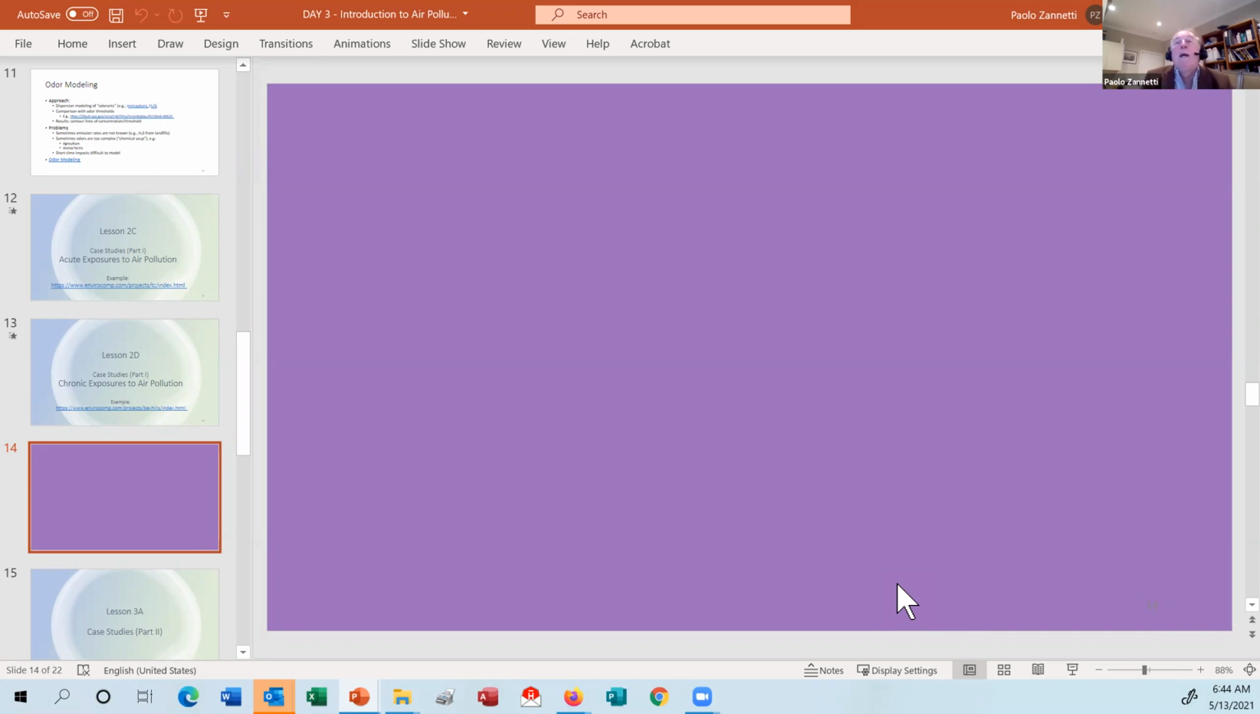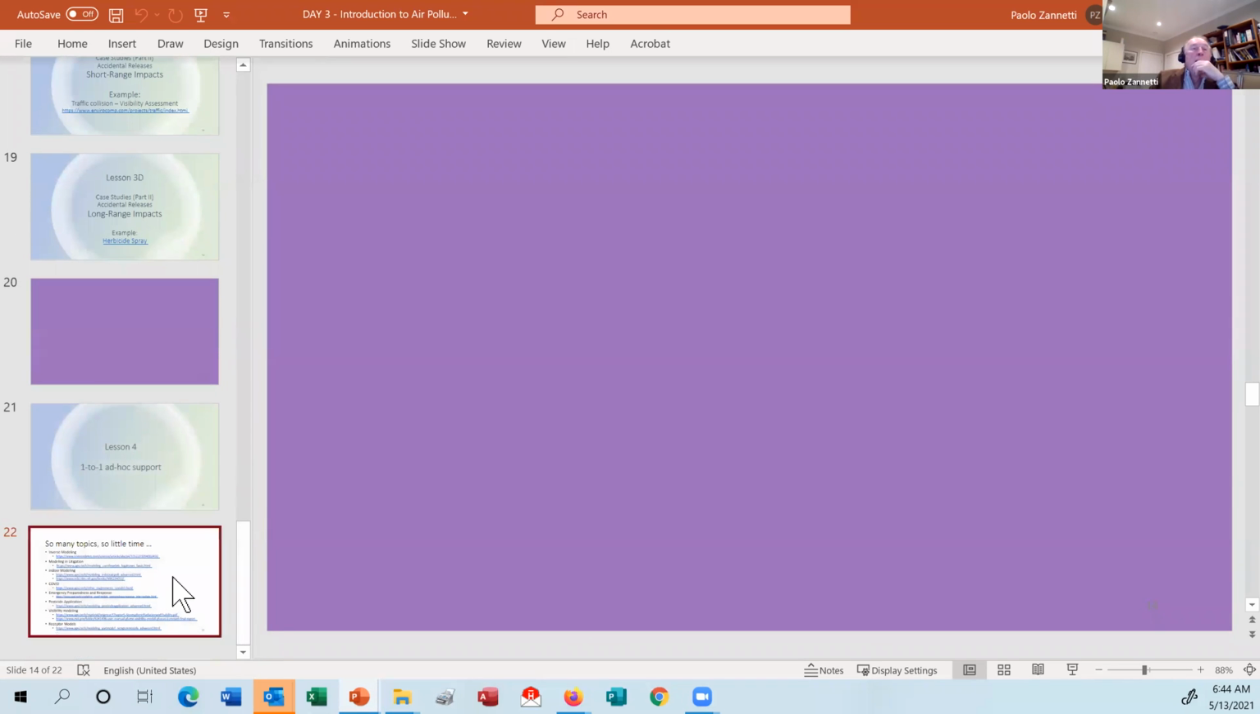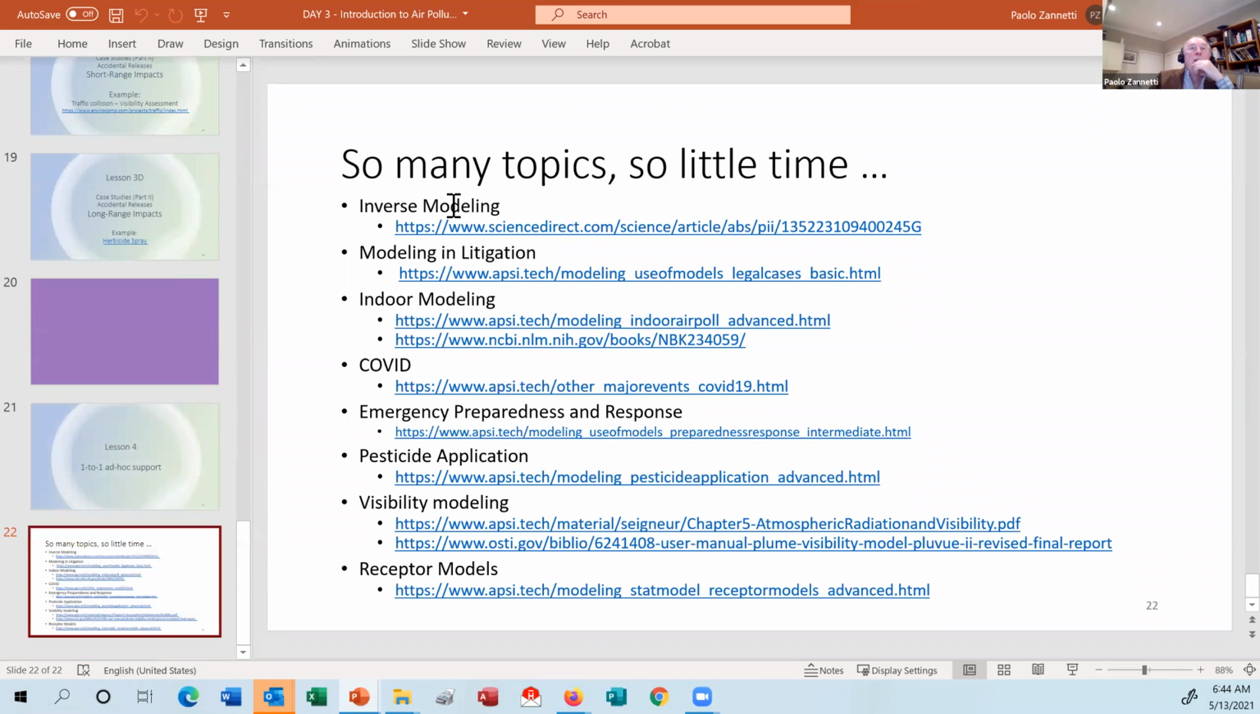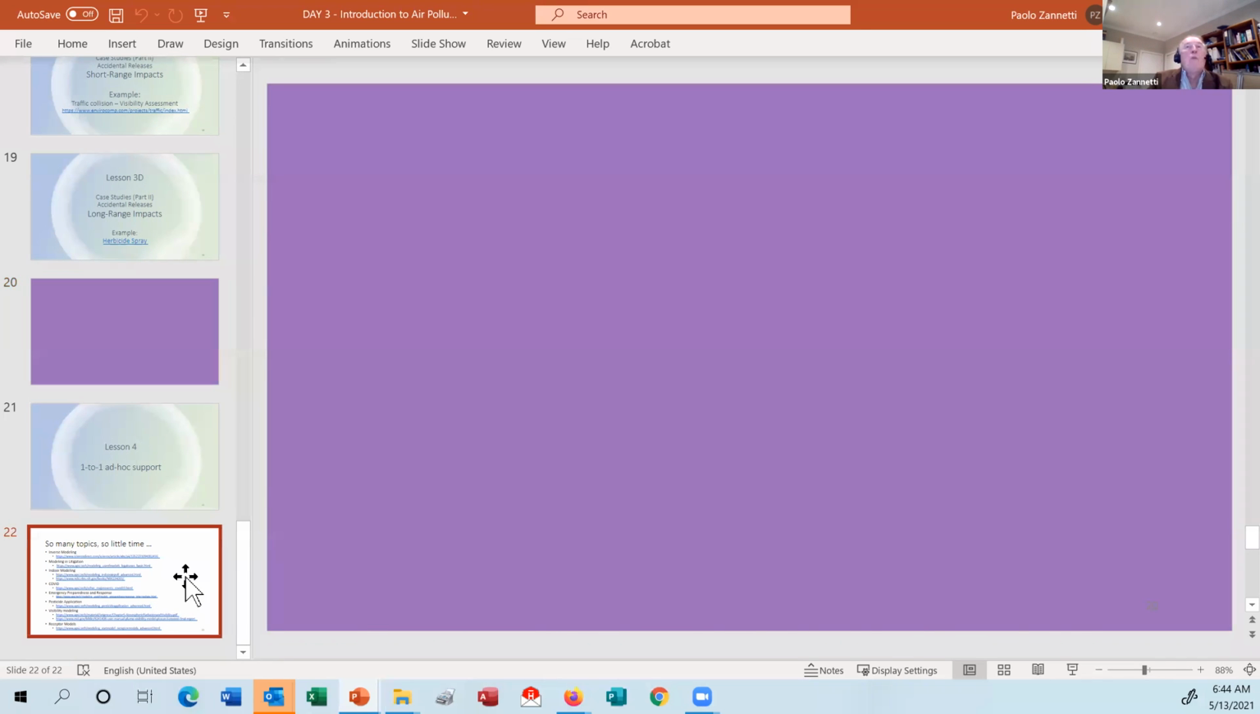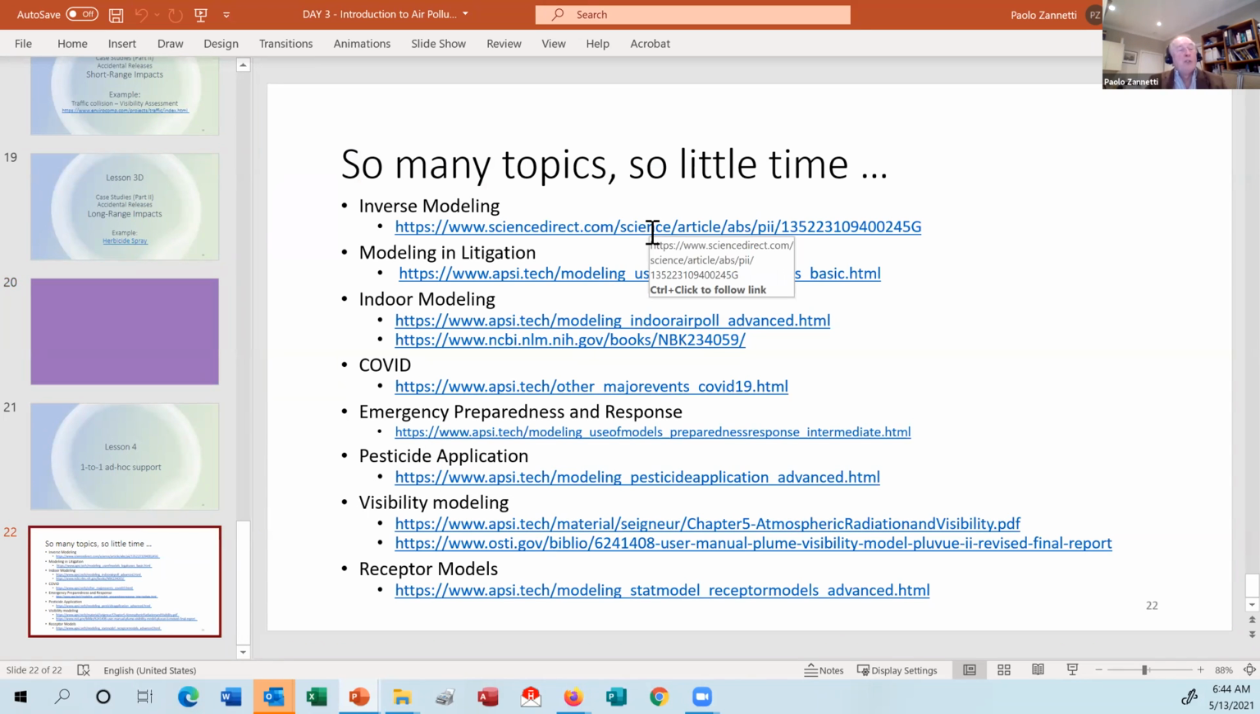Yes, that is called inverse modeling, and it is one of the topics that I hope to cover later in the afternoon. I have a slide here, so many topics, so little time. There are so many things that deserve some attention, but clearly this is just an introductory course. But what you mentioned, if I'm correct, is what we call inverse modeling.